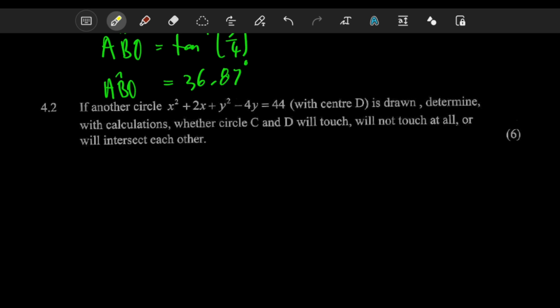It says, if another circle with this equation now, so it's a new circle, it has a center D.